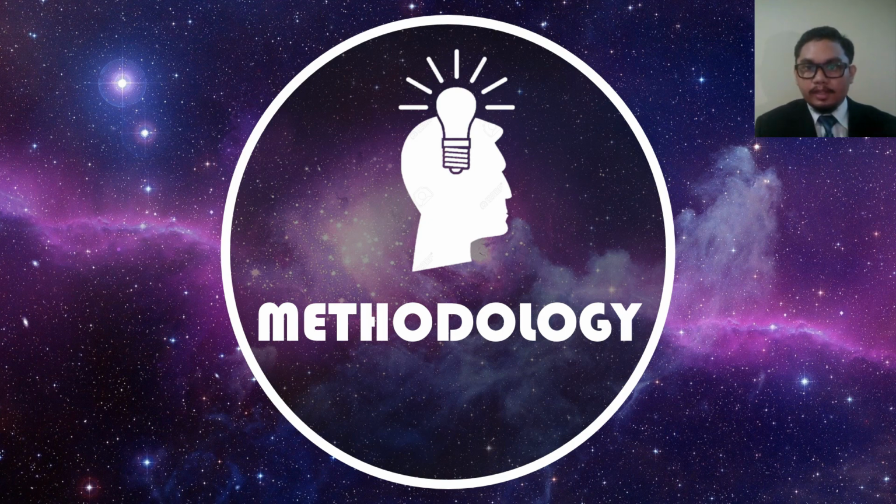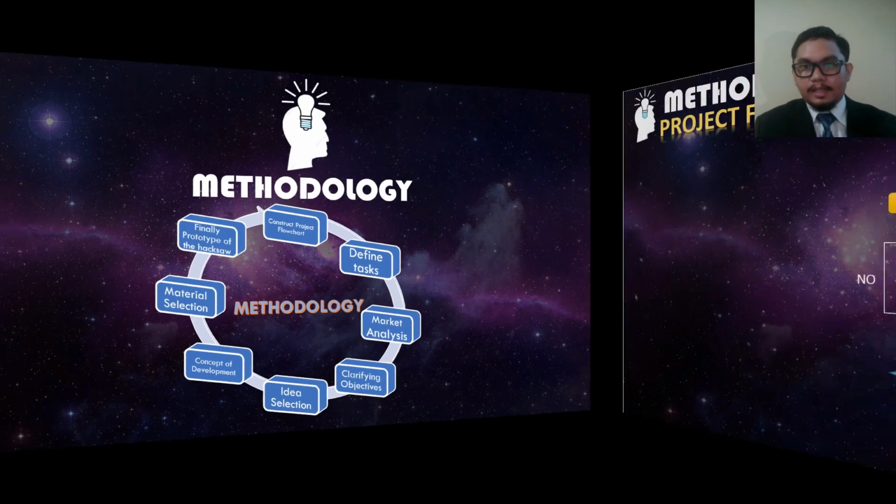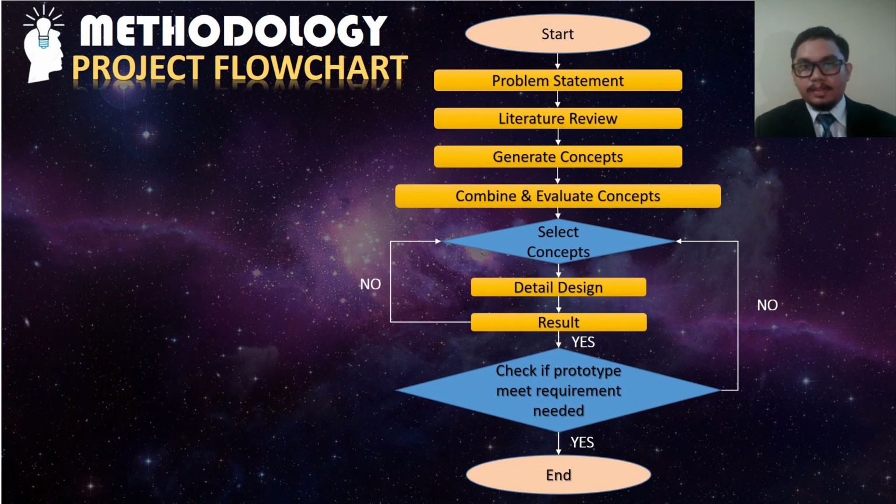For the first one is to construct the project flowchart. Next is to define the market analysis, clarifying the objective, idea selection, concept development, material selection, and lastly it is finally the prototype of the hacksaw. Next, this is an example of my project flowchart. As we can see, from the start is to define the problem statement of the project. Next is doing the literature review to get knowledge for development of the project.